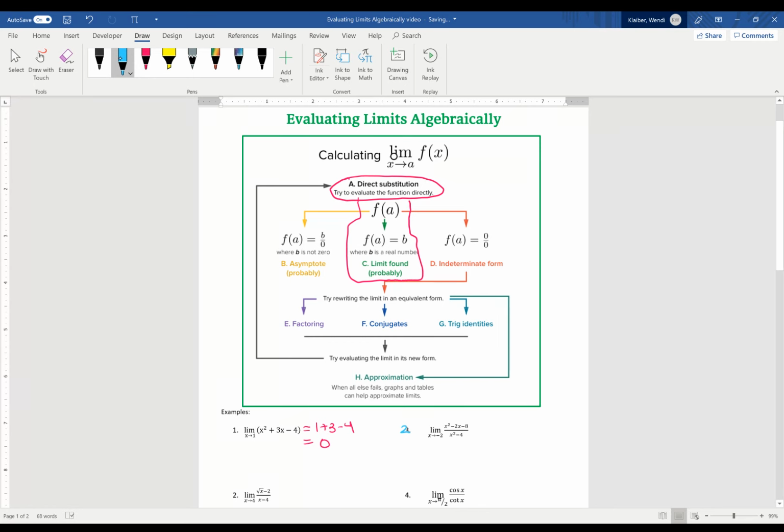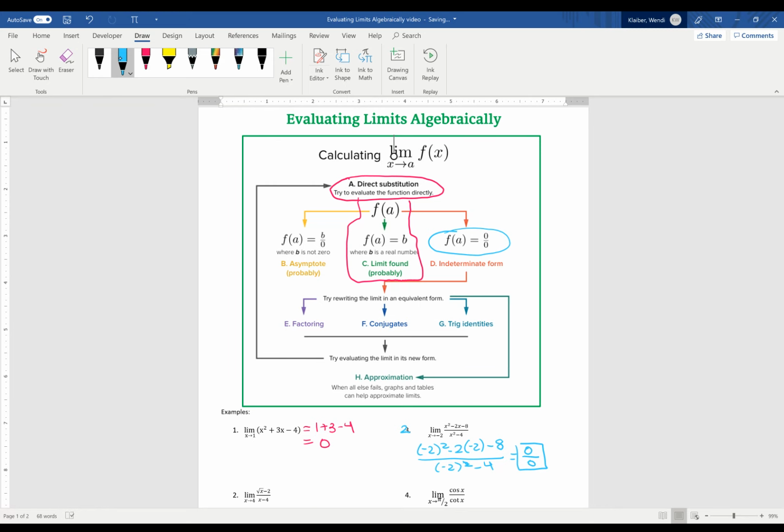Now, if I were to substitute -2, oh wow, I'm noticing in the denominator I'm going to have an issue. So if I show my work down here, -2 squared minus 2 times -2 minus 8 all over -2 squared minus 4, I know that the answer is going to come out to 0 over 0. Well, this is called the indeterminate form. So if you look up here at this chart, when I substituted the value in, I got the indeterminate form, which just means I can't determine yet what the answer is.